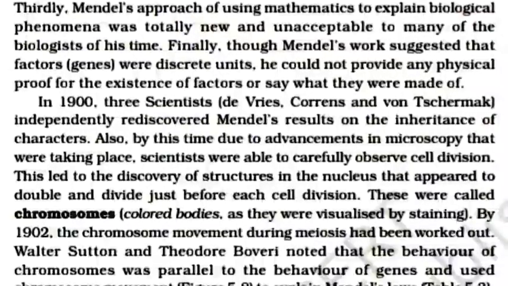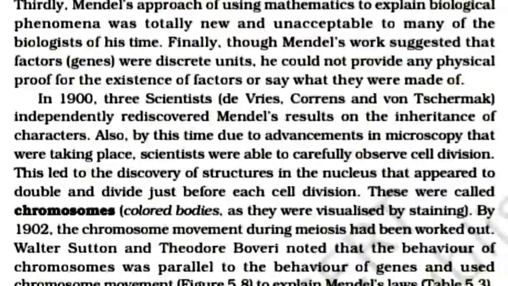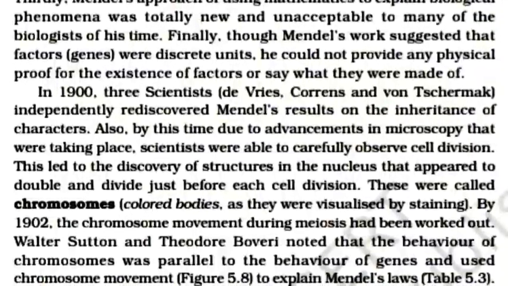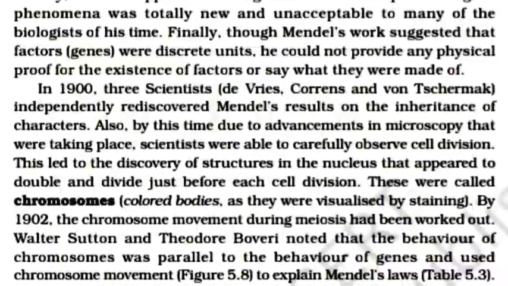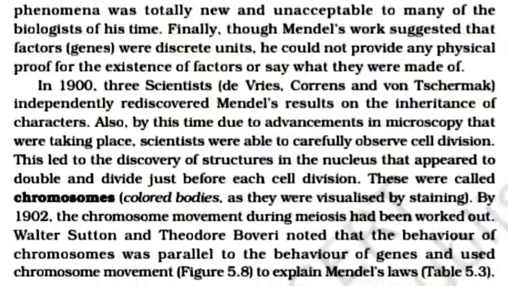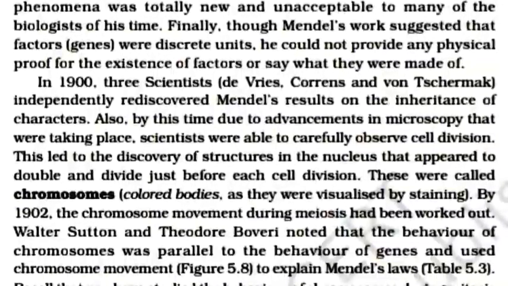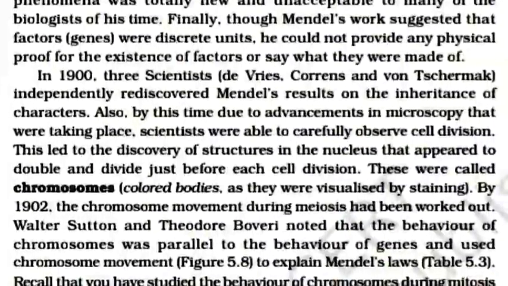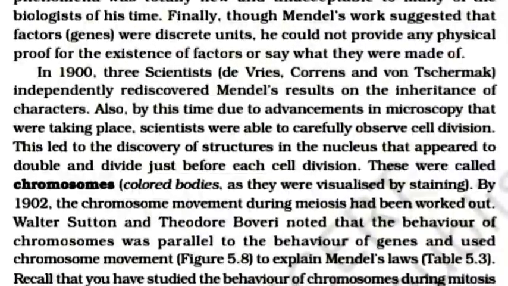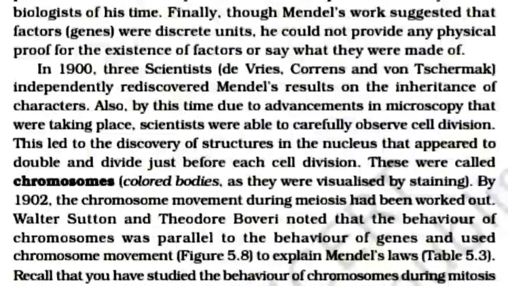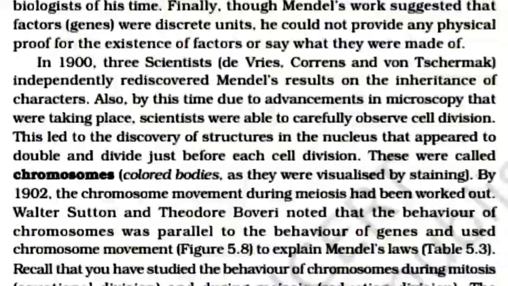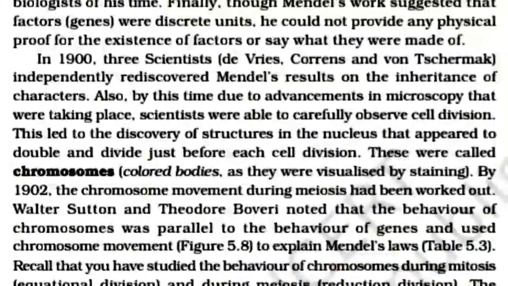This led to the discovery of structures in the nucleus that appear to double and divide just before each cell division. These were called chromosomes, or colored bodies, as they were visualized by staining. By 1902, the chromosome movement during meiosis had been worked out.